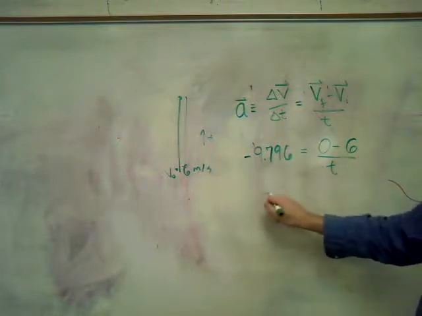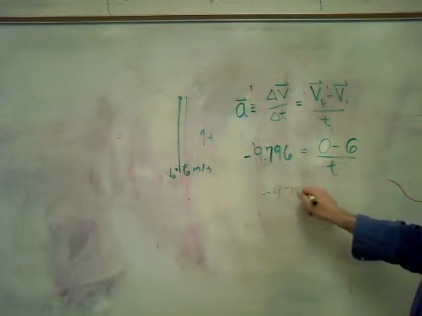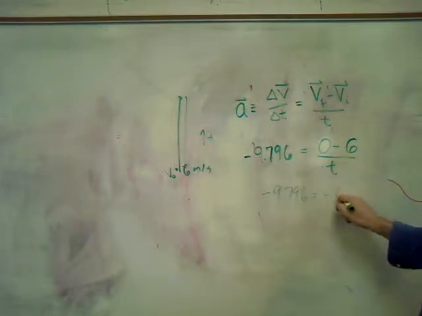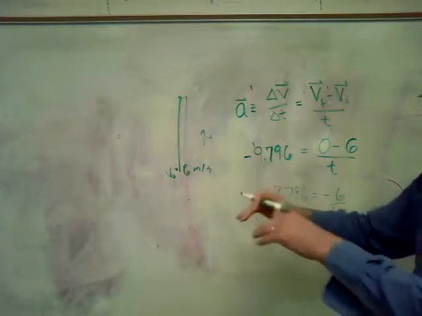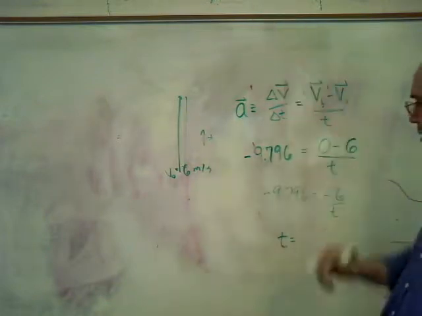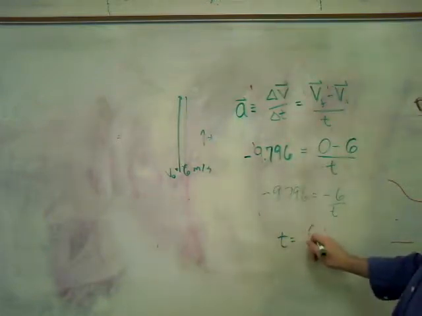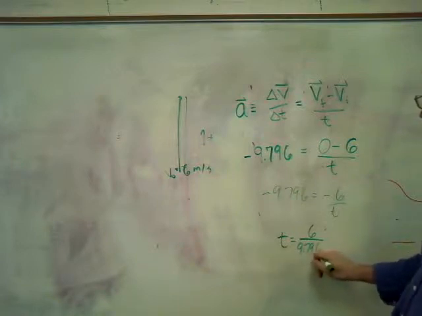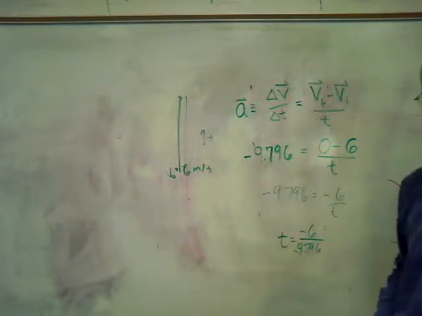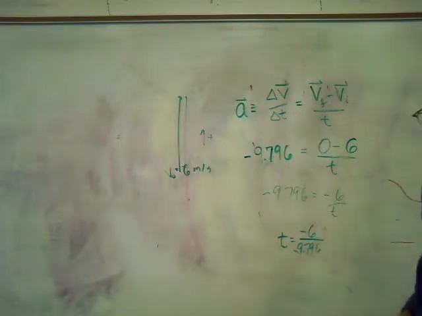So I end up with negative 9.796 is equal to negative 6 over t. And so the time it takes to reach the top, to go from where I shoot it to the very top, is going to be 6 divided by 9.796. For you purists, I can keep the minus signs in there. The minus signs are going to cancel out.